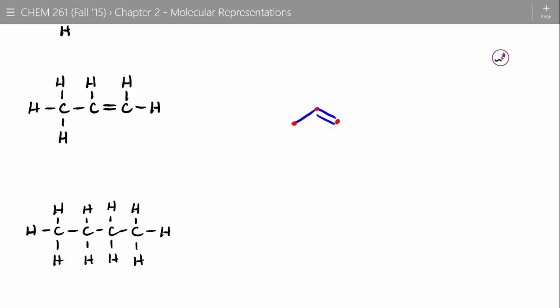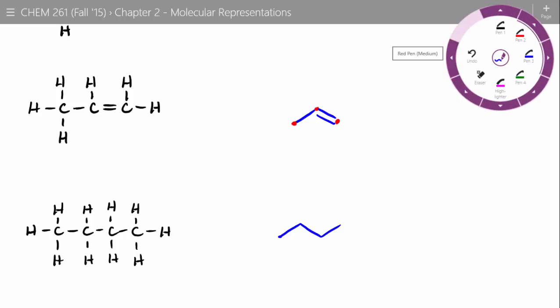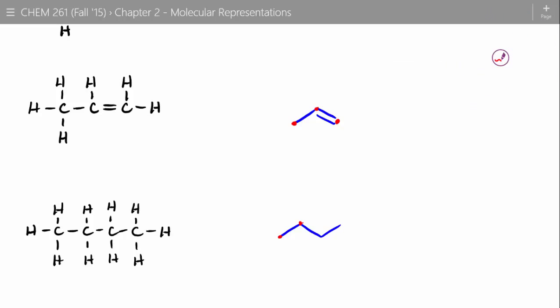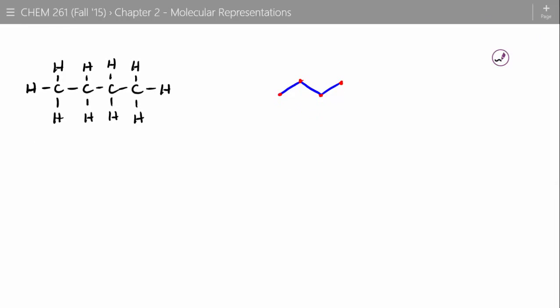Let's draw this one. So we've got 4 carbons. We go 1, 2, 3, 4, right? So in this case, we'd have a zigzag formation, and we don't have to draw in any of those hydrogens. All right, let's try another one. This one's going to look very, very similar.